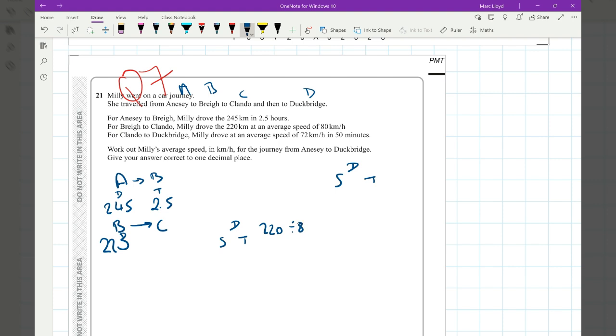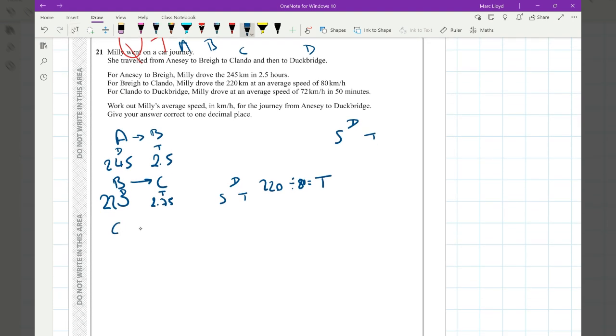220 divided by 80 will give us the time. So 220 divided by 8, 27.5. That's not right at all, is it? I've put that in the calculator wrong. It's divided by 80. 220 divided by 80 is 2.75. Okay, 2.75. Right, for C to D, average speed and then minutes, right? Speed times by time will give us the distance.